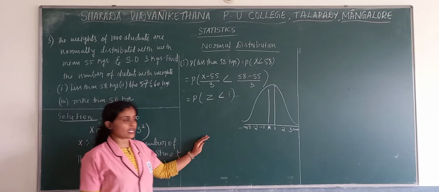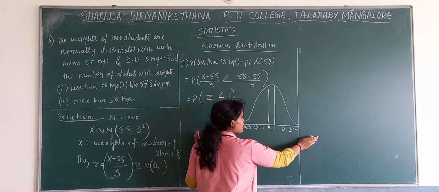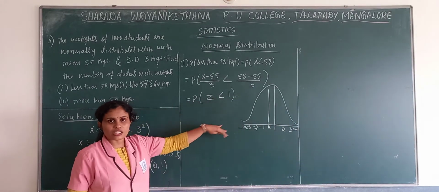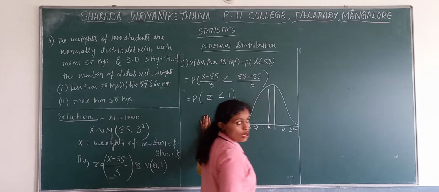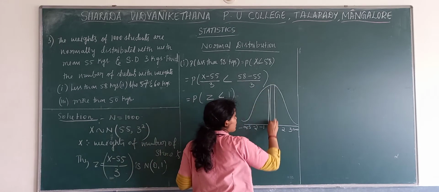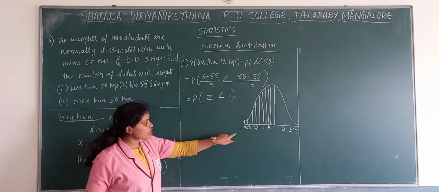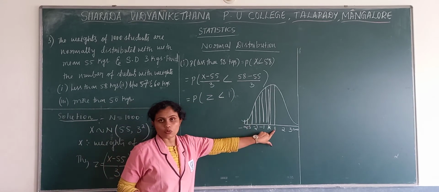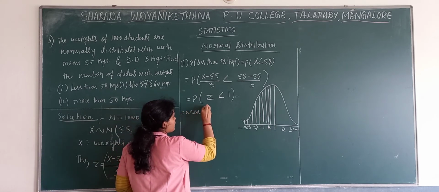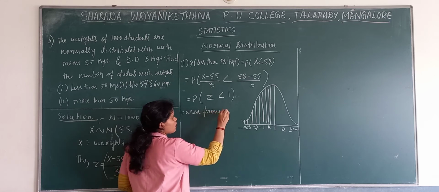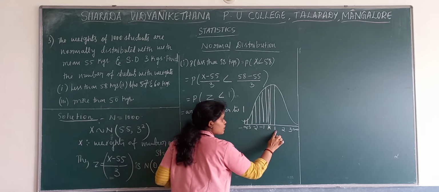Lesser than 1 means which side? As I said, if you get more than, you need to move towards the right side, and lesser than means you need to come towards the left side. Which is the left side? This is the left side. So less than 1, which is the area? This is the area of Z less than 1. Which area? Minus infinity to positive 1. Area from minus infinity to 1.